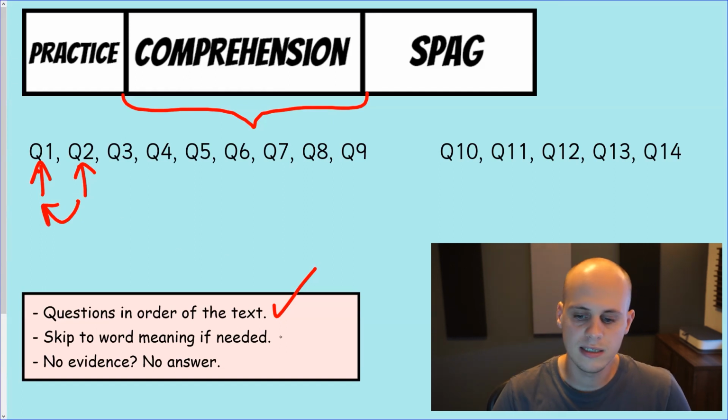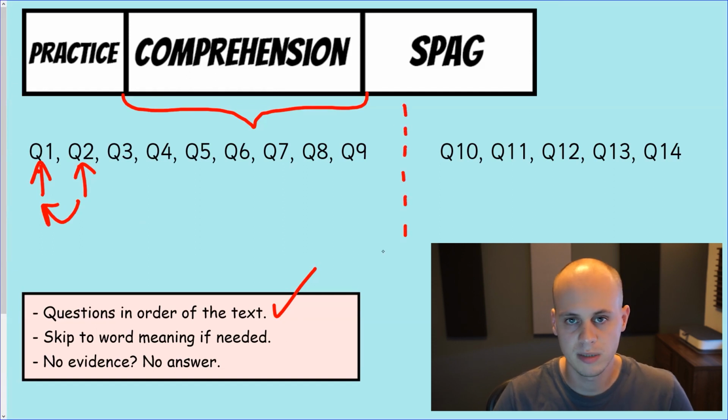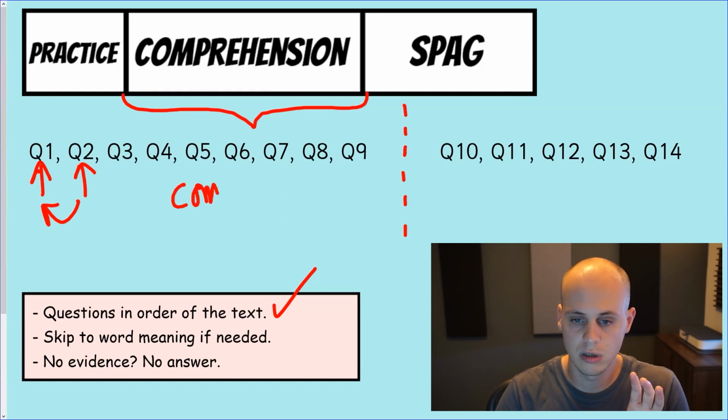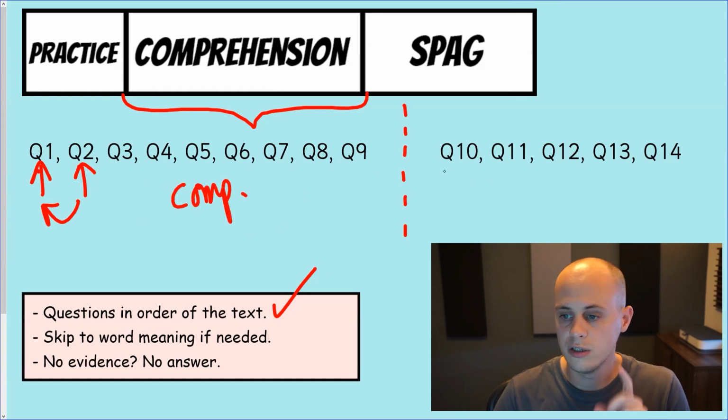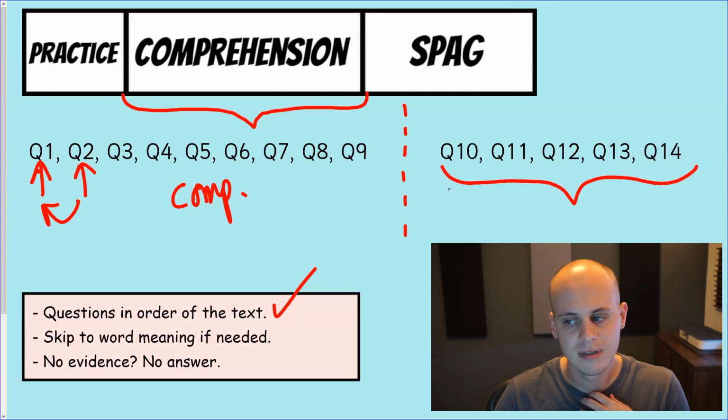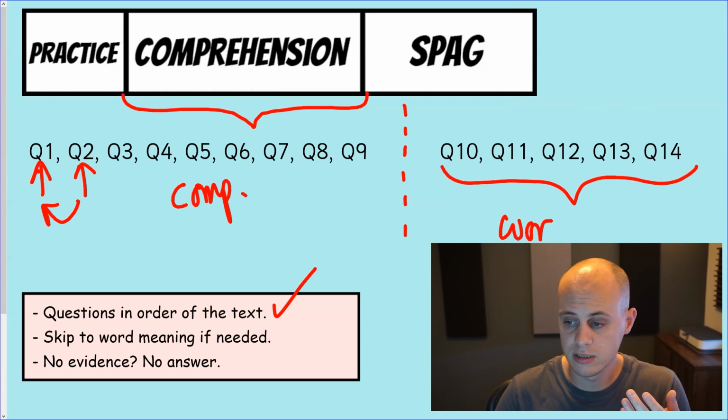My second thing is how the questions actually break down. So I could put a dotted line here after question 9. Sometimes it's question 8, sometimes question 10, but generally after a good chunk of 8 or 9 comprehension questions, which I'm going to call comp questions, you then tend to get 4, 5, 6, maybe if you're lucky, word meaning questions. And why is it worth me saying this?